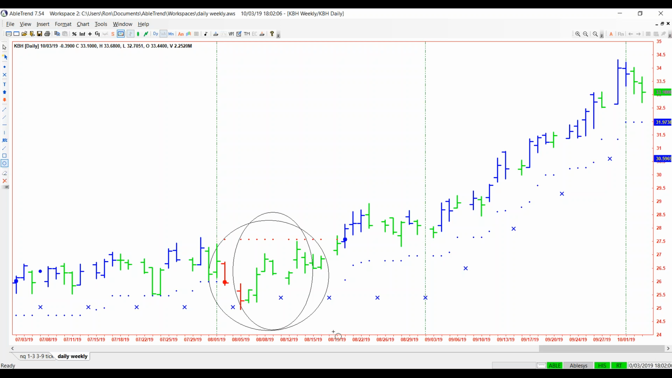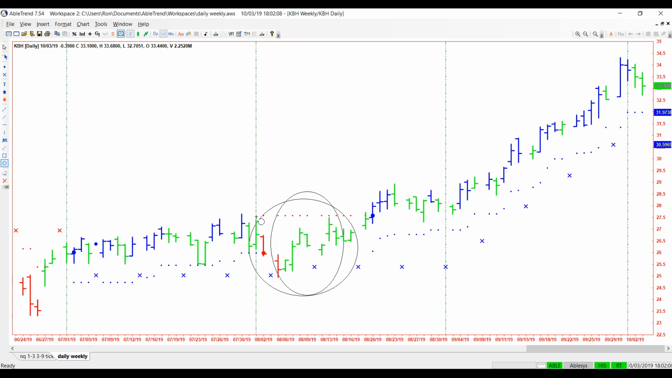The software is telling us back here, days before it even happened, there's resistance there. Well, look at this. Two weeks later, the price goes right to that dot and stops. That's some really valuable information. That's really helpful. Right here, it goes to the blue X and stops. We put that there a month before that even happened. So that's the power of AbleTrend and why it works so well.